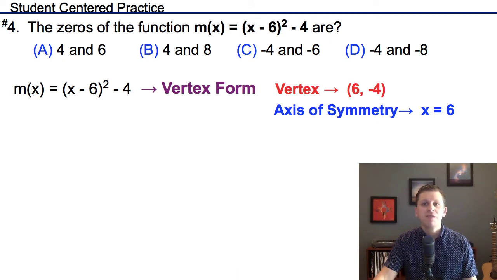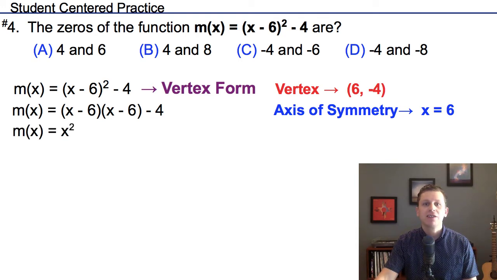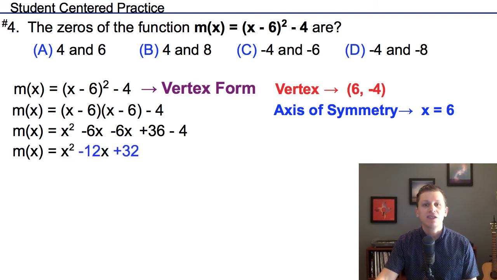Of course, none of this information helps us answer this problem, so let's take m of x in vertex form and change it into standard form. To do that, I'm going to expand the binomial of x minus 6 squared. Now we need to double distribute or FOIL. We'll get x squared minus 6x minus 6x plus 36 minus 4. If we combine like terms, negative 6x and negative 6x become negative 12x, and 36 minus 4 is 32.